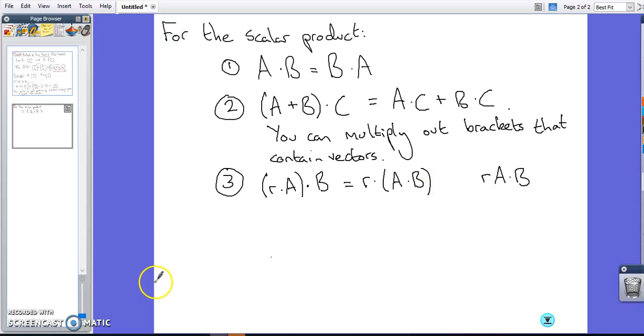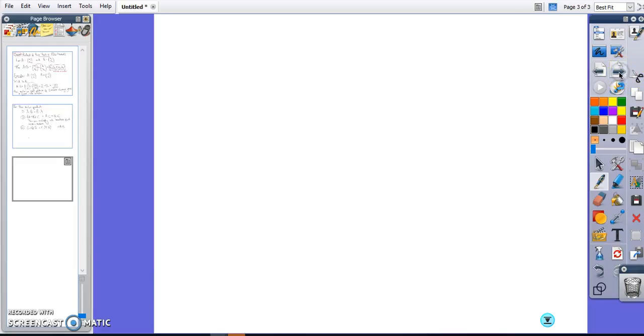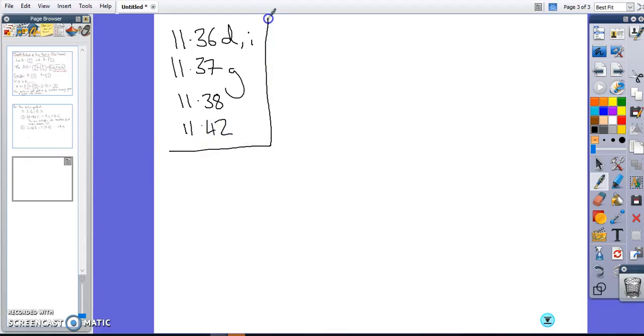So I'm going to do a couple of examples now. From the book, I'm going to do 11.36 D and I. I'm going to do 11.37 G, 11.38 and 11.42. As always, and these are on pages 211 to 212.